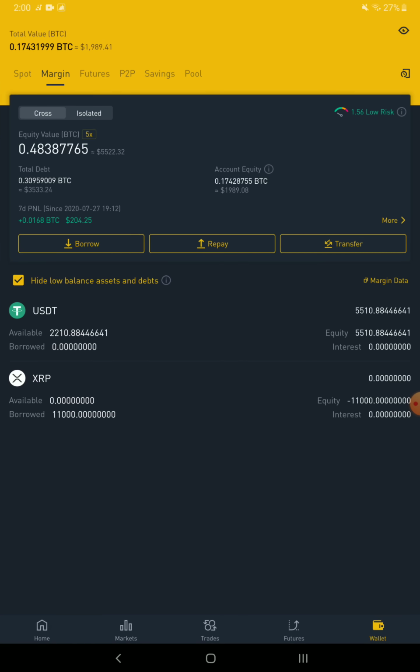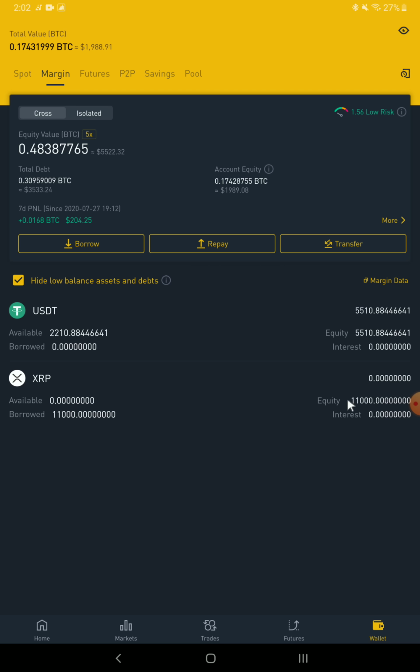So what does he have? I told him to keep about $2,000 in his margin account. Let's go over this account first. His risk right now is 1.56, and he's in a Ripple, or XRP, position. The negative here refers to a short position.